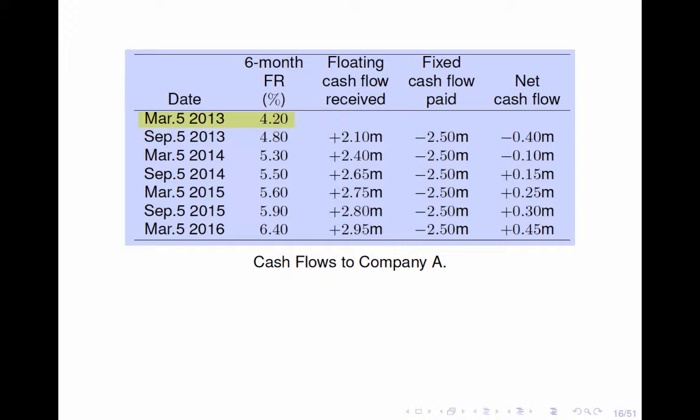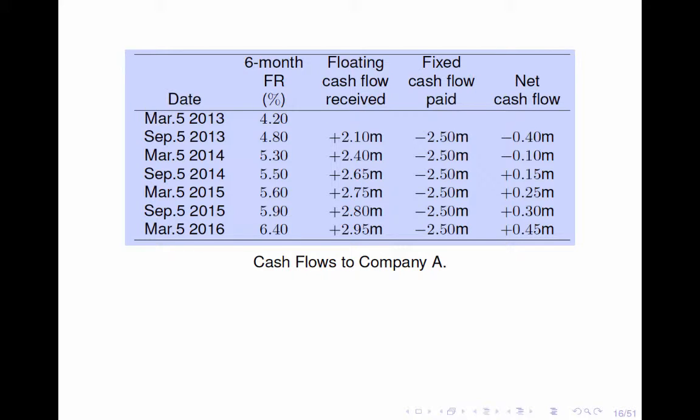Note that the interest rate is quoted annually, but with semi-annual compounding. Since the notional principal is $100 million, company A would thus receive $2.1 million at the end of the period, that is, on September 5th, 2013. With the given floating rates for all periods, we can calculate the rest of the floating cash flows received by company A.